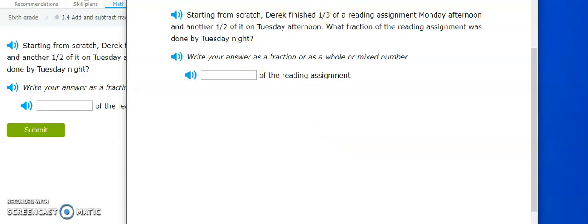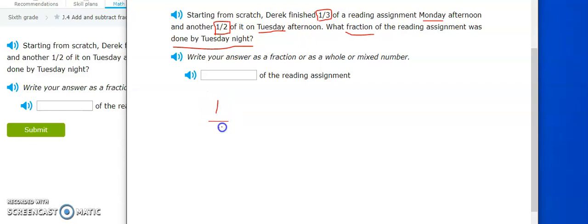Okay, so again, I need to break it down and figure out if I'm adding or subtracting based on the information that I'm given. So I know he did 1/3 the reading first on Monday. Then he did an additional 1/2 on Tuesday. So what fraction was done by Tuesday night? Okay, so one way that I can do this is I can just add these numbers together.